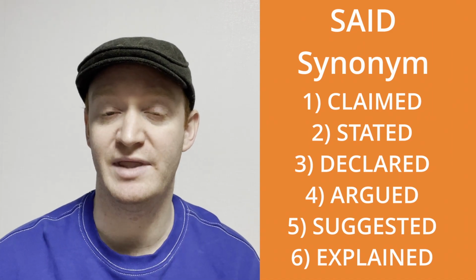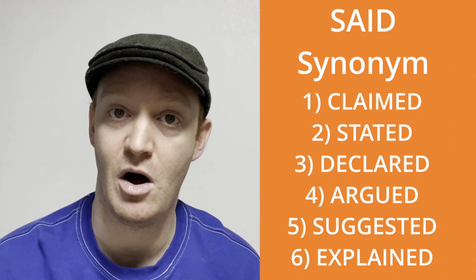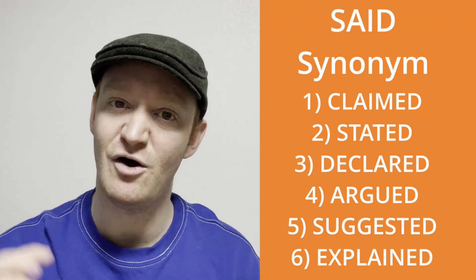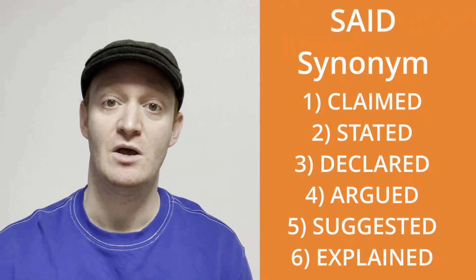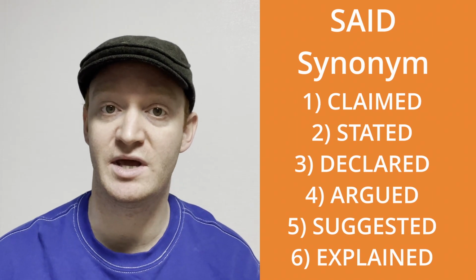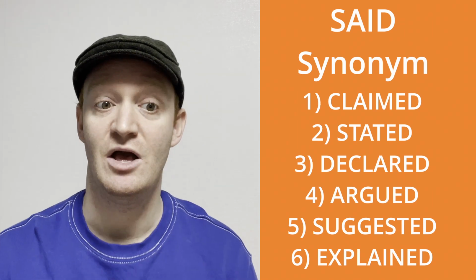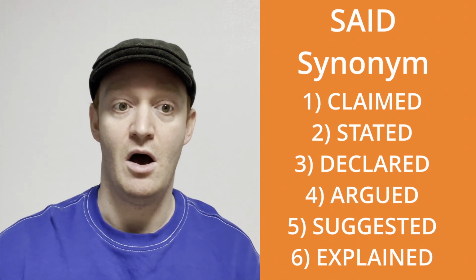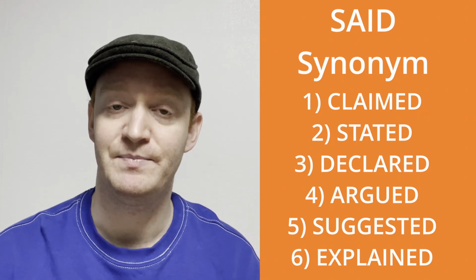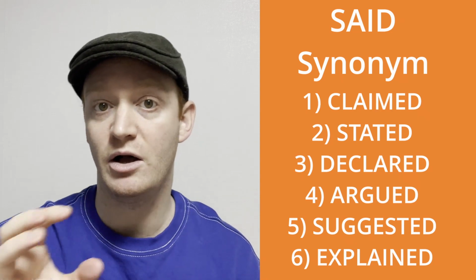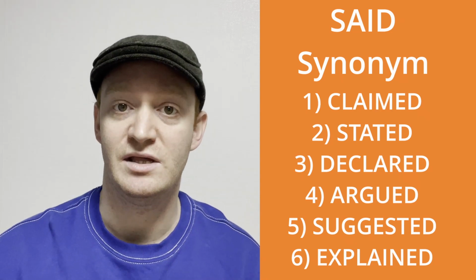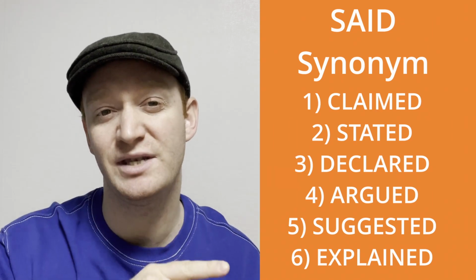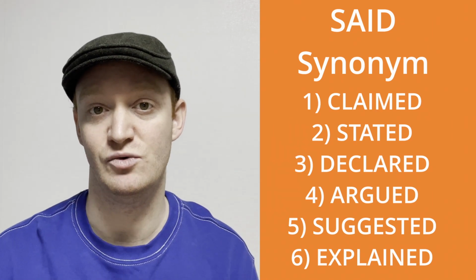Now it's really important that we look at the sentences that we are quoting from to see what we can say instead of the word said. So for example, if someone's talking about something scientific, you can say, the professor explained this. If you're looking at a debate, you could say, the team argued this. So it's really important that when we are using synonyms for the word said, we know the context of how it is being used.